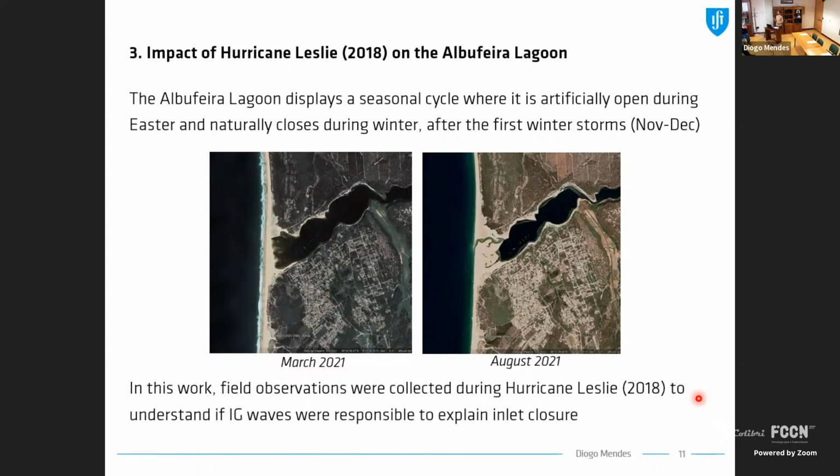This work, field observations, and this is very important, so I will repeat it: field observations were collected during Hurricane Leslie in 2018 to understand if infragravity waves were responsible for the inlet closure. Remember that during storms, infragravity waves become larger near the shoreline. So the idea here is to collect field observations during Hurricane Leslie, so storm conditions, to see if these infragravity waves were really responsible for promoting the inlet closure.